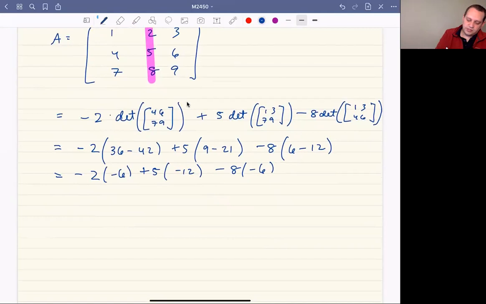So this is going to be altogether 60 minus 60, which will really be 0. So positive 12 minus 60 plus 48. So yeah, we get 60 minus 60, which is 0. And we should get the same value for the determinant regardless of whether we expand along the first row or second column or third row or whatever row or column we want, we should get the same value.